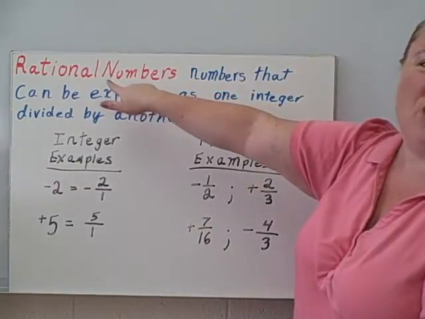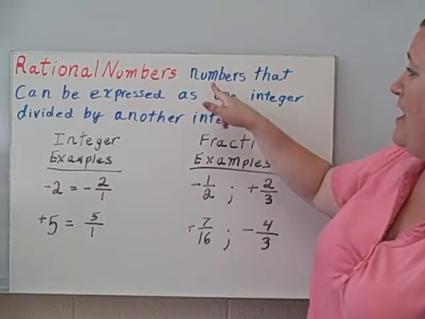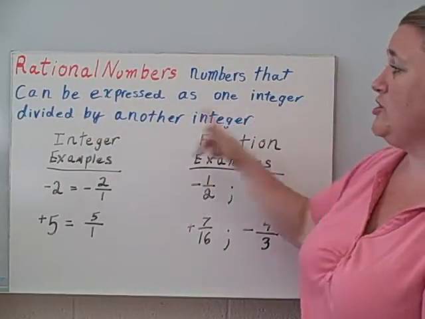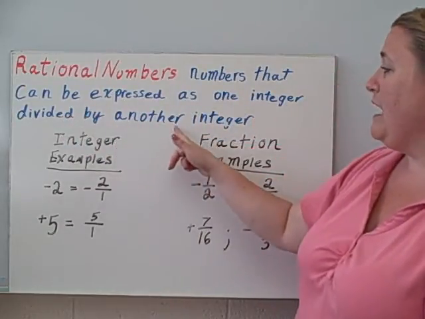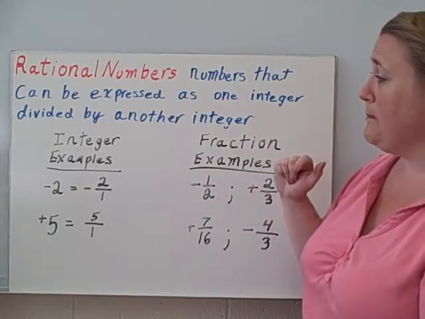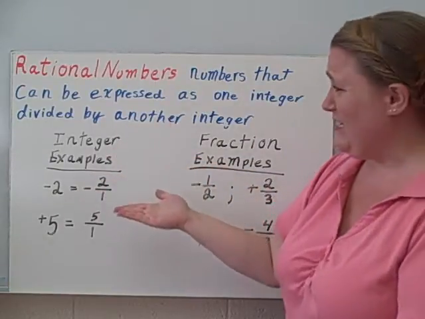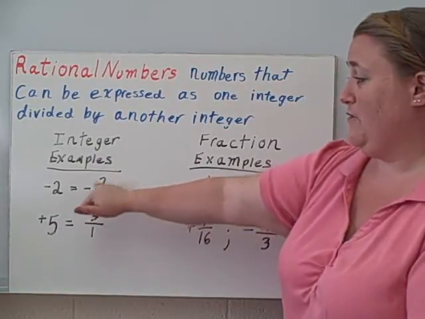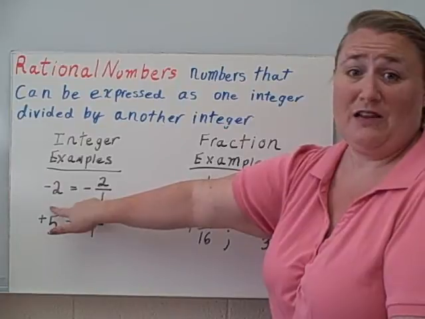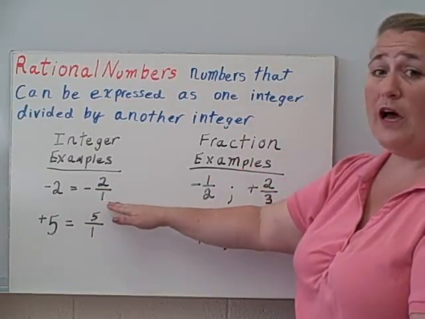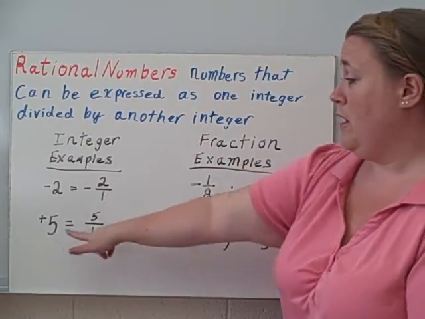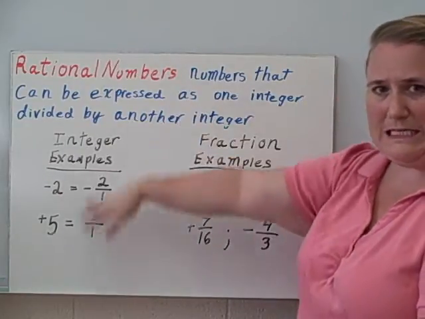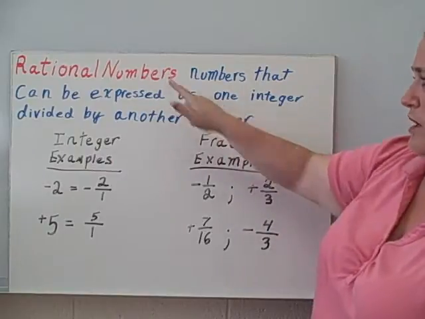So what are rational numbers? Because I used that word before. They are numbers that can be expressed as one integer divided by another integer. Okay? So integer examples, those are easy. -2 is the same as -2 over 1. Remember, dividing by 1 gives you the same number. +5, 5 over 1. Those are the easy examples of rational numbers.